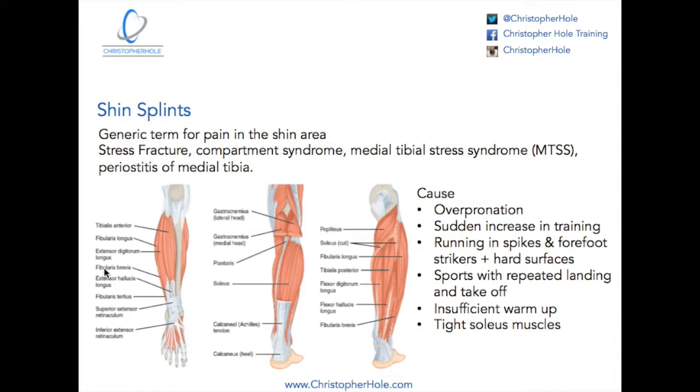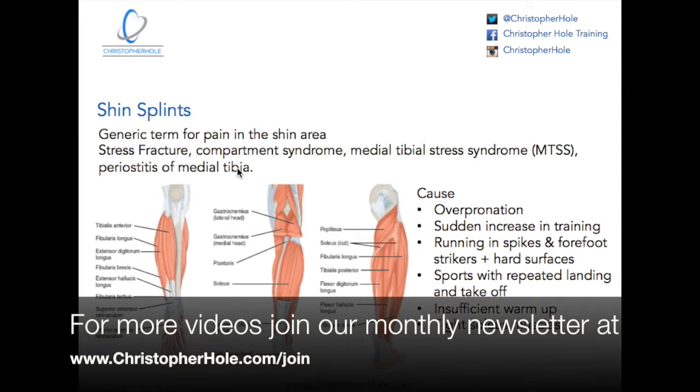So it's very much making sure, from your perspective, you've got a better idea of the type of shin splints that it is, if you will. So is it a stress fracture? Is it compartment syndrome? Is it medial tibial stress syndrome? Is it periostitis of the medial tibia? So it's very much just understanding which one it is before you then go about treating it per se.